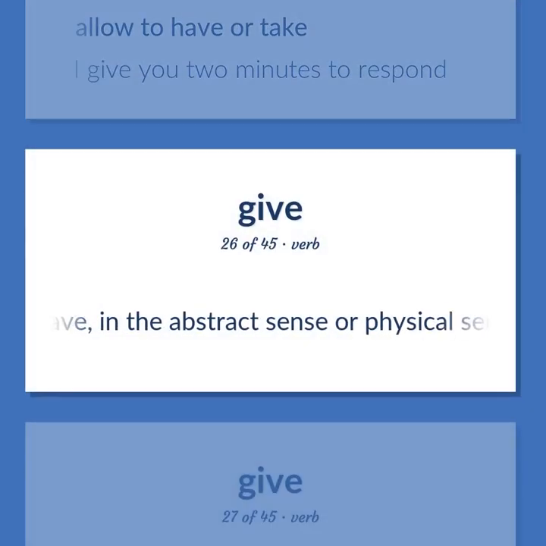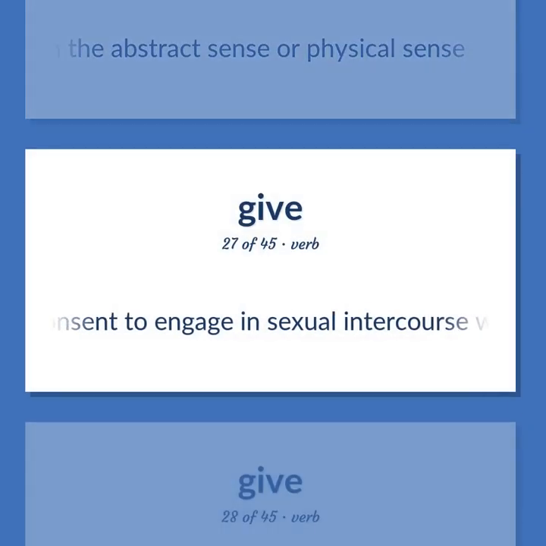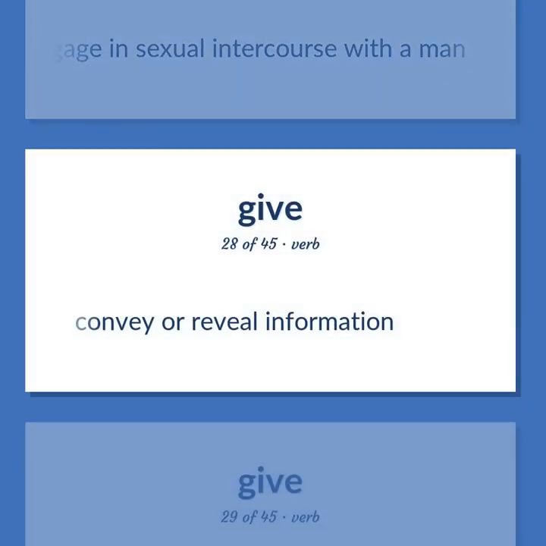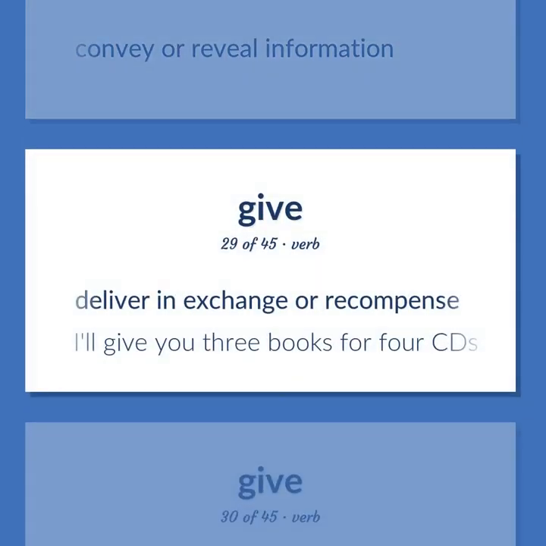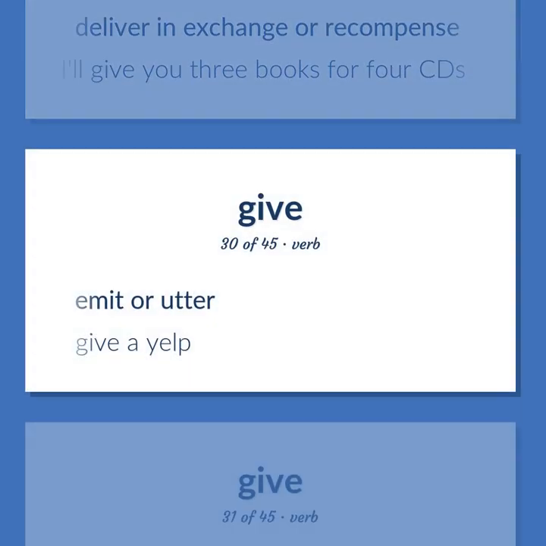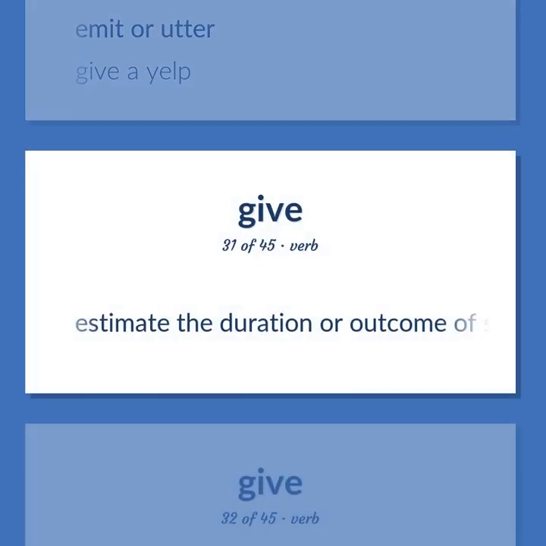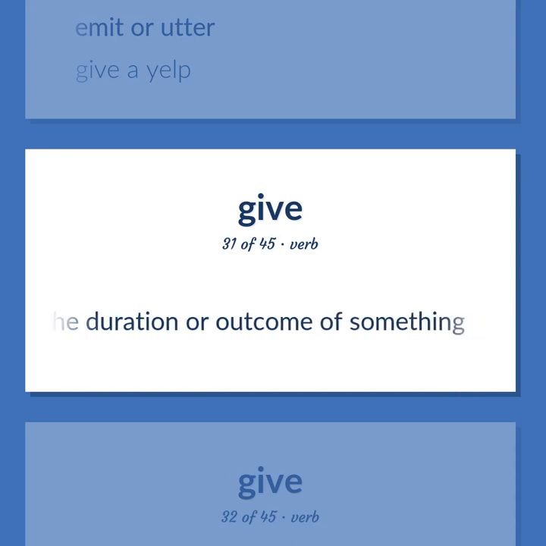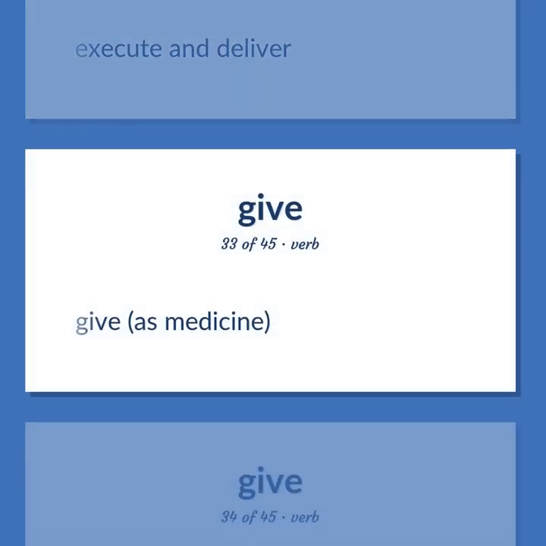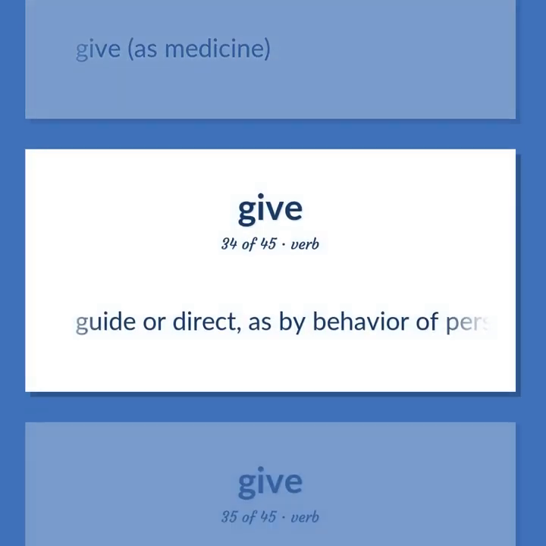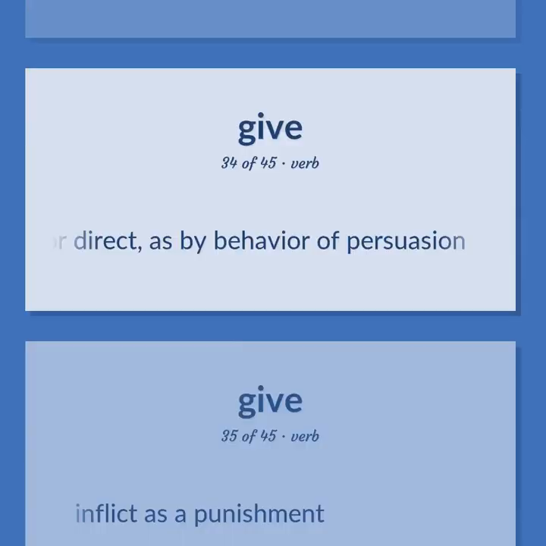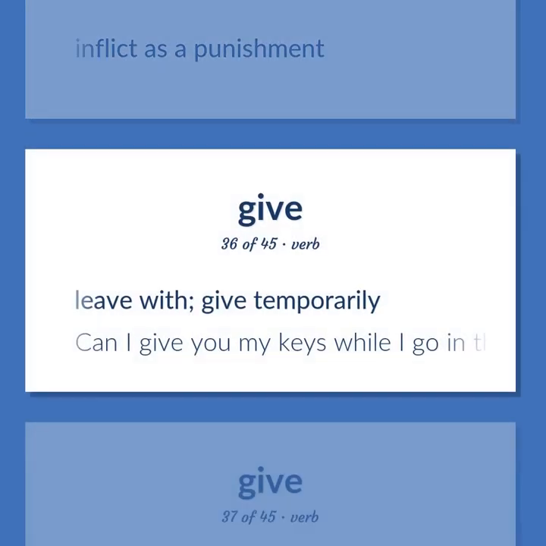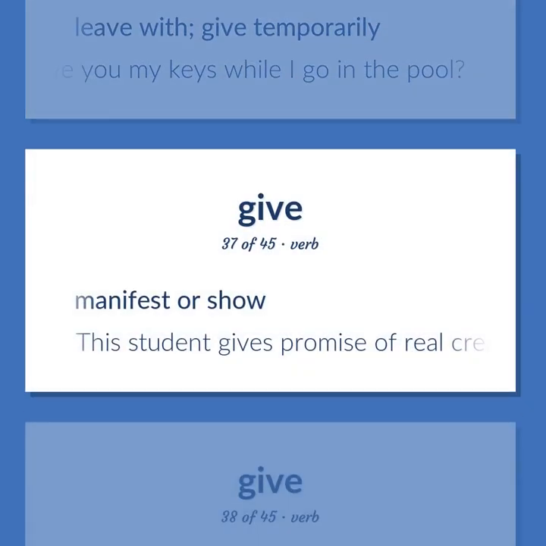Cause to have, in the abstract sense or physical sense. Consent to engage in sexual intercourse with a man. Convey or reveal information. Deliver in exchange or recompense. I'll give you 3 books for 4 CDs. Emit or utter. Give a yelp. Estimate the duration or outcome of something. Execute and deliver. Give, as medicine. Guide or direct, as by behavior of persuasion. Inflict as a punishment. Leave with. Give temporarily. Can I give you my keys while I go in the pool? Manifest or show. This student gives promise of real creativity.